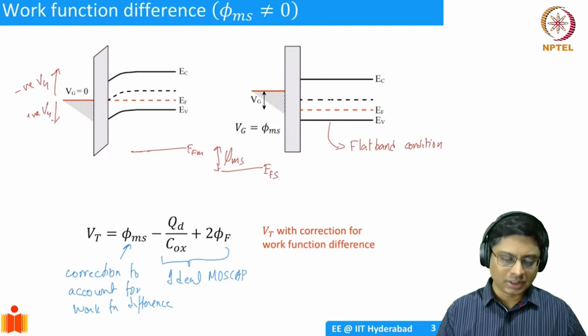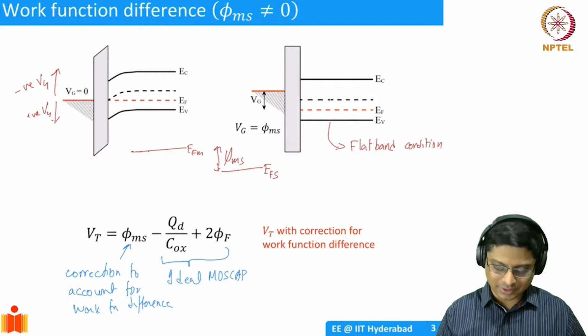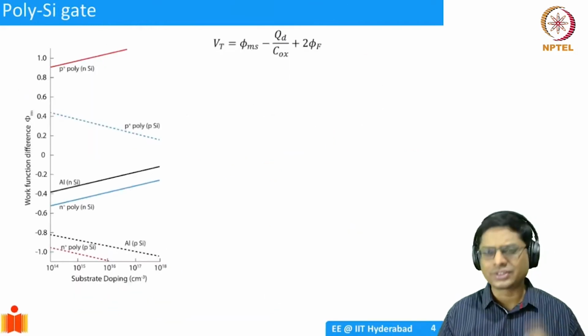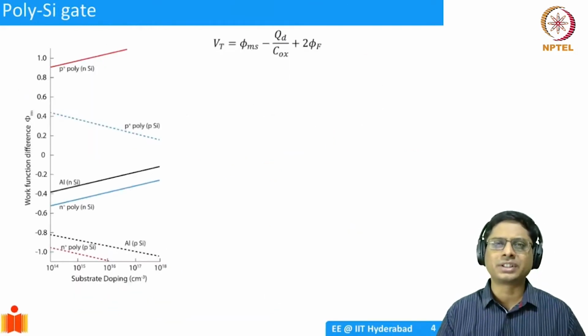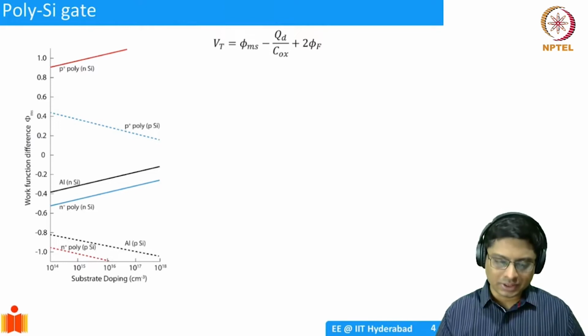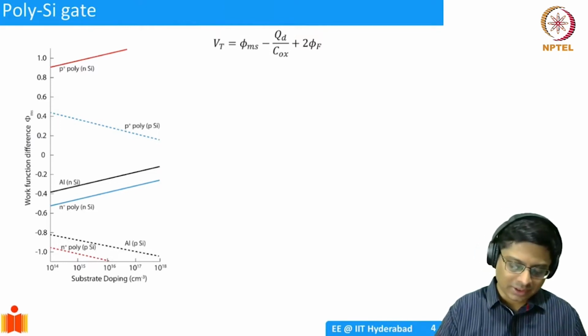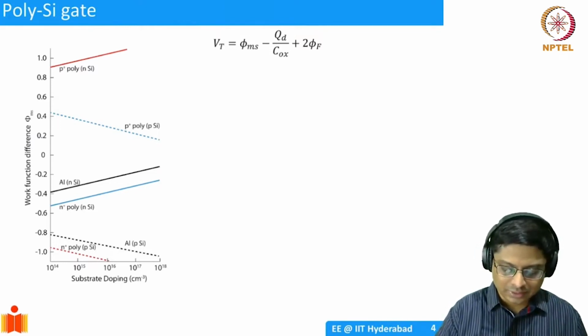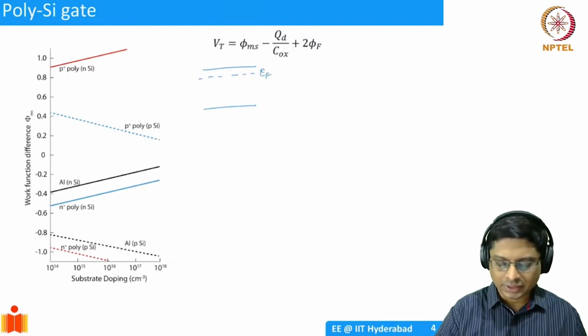There is another problem here. This is essentially what was done in the beginning. When the technology was in the 60s and 70s, people used to use metal gates. One of the consequences of that was, let's say you have an N-type semiconductor and you have a P-type semiconductor.